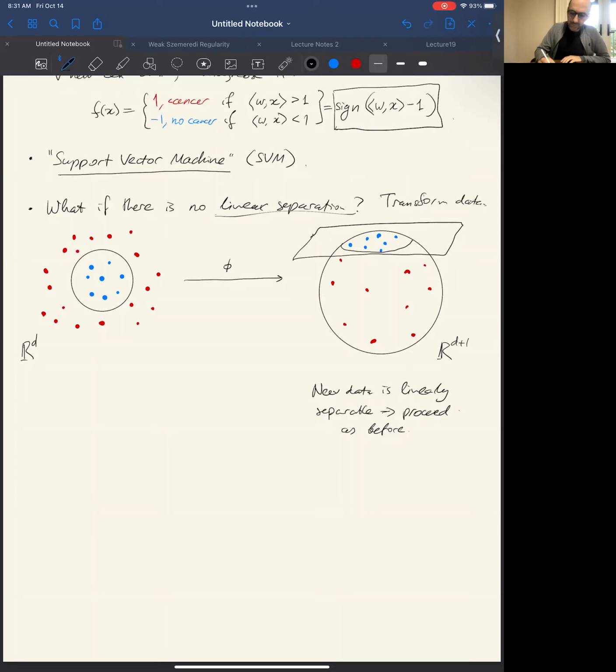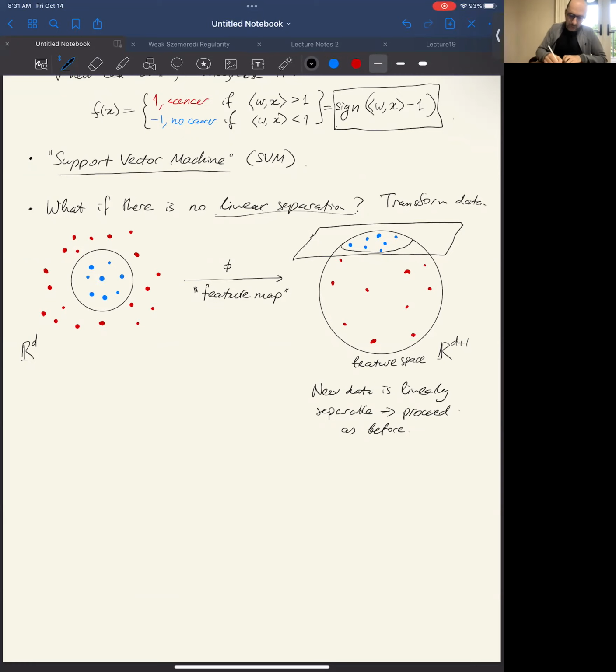Cool. So this phi, the transformation, is called the feature map. Machine learning people like terminology. There's a lot of terminology. Feature map, and our D plus 1 is called the feature space. So we map from the original space, the data space, into a new space, the feature space, in order to make it linearly separable.